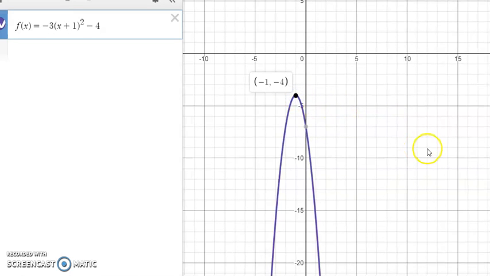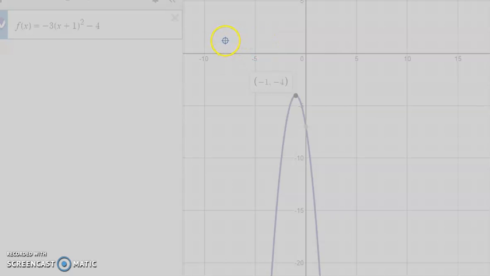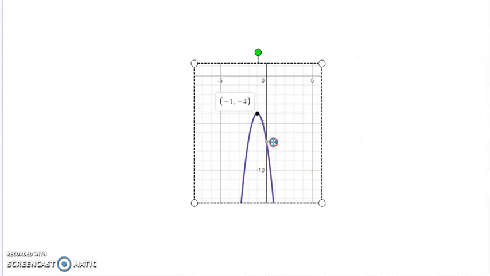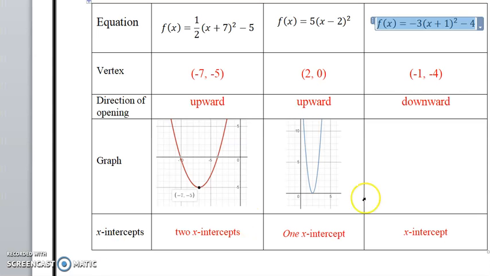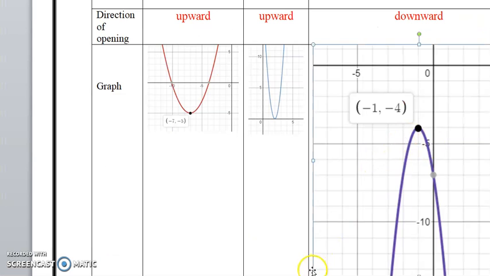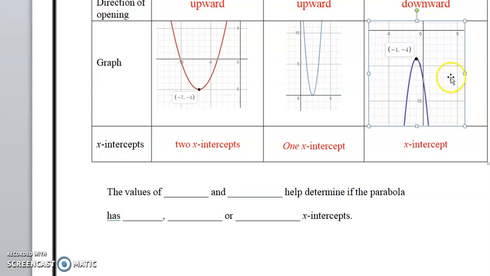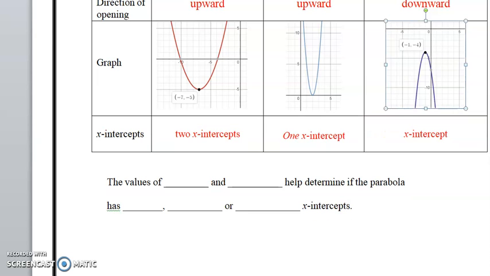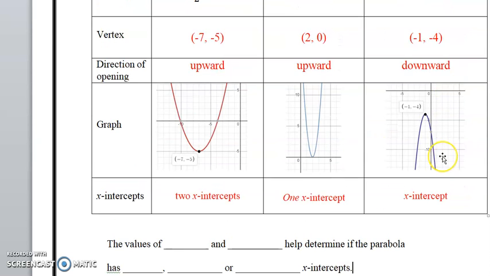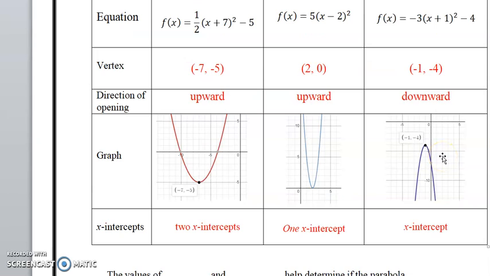The vertex is here at -1 and -4. It opens downward. So if it's in quadrant 3 or 4, mind you, and it opens downward, you get a graph that looks like this. And I'll fix that up for you in a minute. There we go. Toward the middle. And there are your 3 equations and your 3 possibilities. You can either end up with 2, 1, or no x-intercepts.